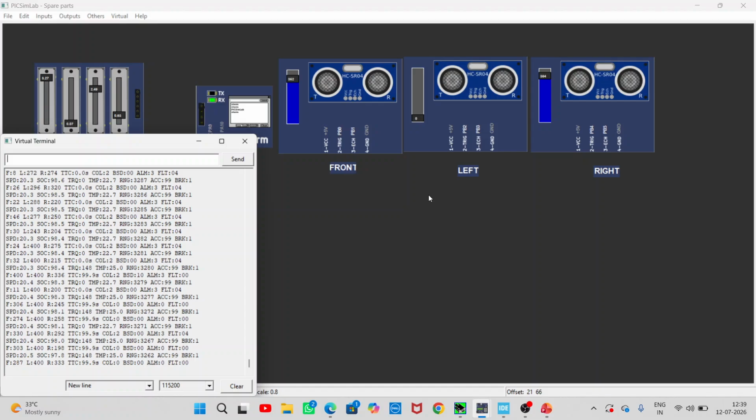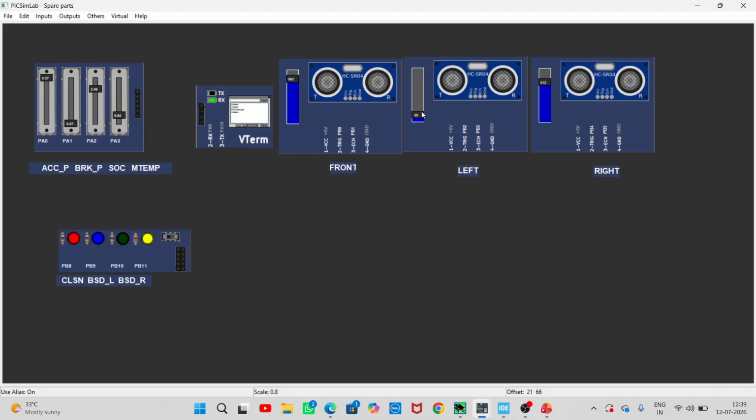So the green LED will blink. This is for right BSD. Here blue is blinking. This is the connection.